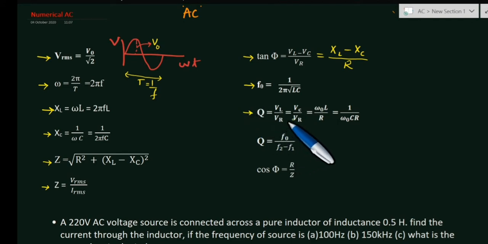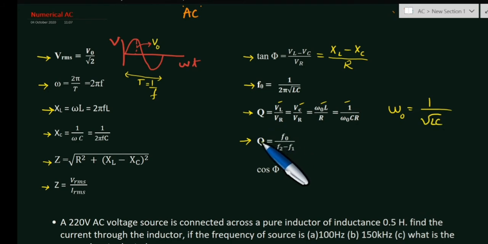And quality factor in a series LCR circuit is given by these formulae. It is given in the fourth and fifth one here. So VL by VR, that is equal to VC divided by VR, that is equal to omega naught L divided by R, that is equal to 1 divided by omega naught CR, where VL is voltage across the inductor and VC is the voltage across the capacitor and VR is the voltage across the resistor, and omega naught is angular resonant frequency and that value is 1 divided by root LC.